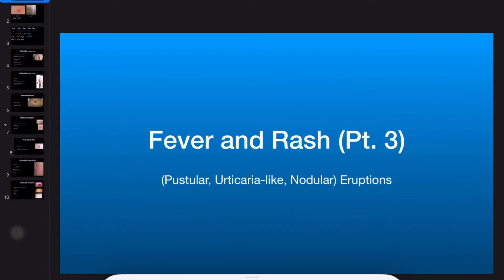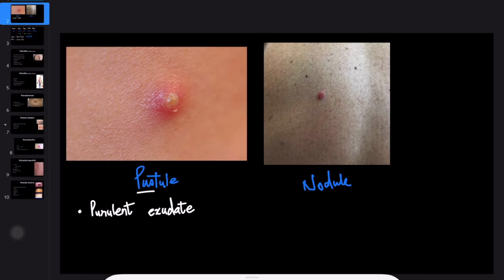This is the final video on fever and rash. Today we will discuss the pustular, urticaria-like and nodular eruptions. First of all, let's see what a pustule is. As you can see from the name, a pustule will contain purulent exudate and it will have an erythematous base.